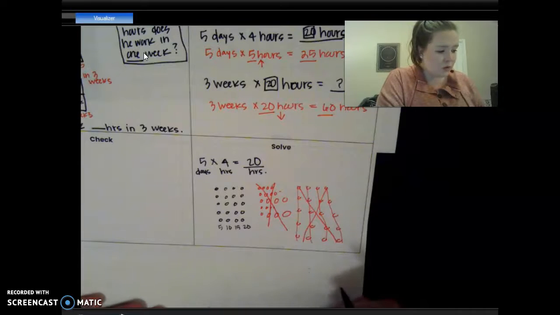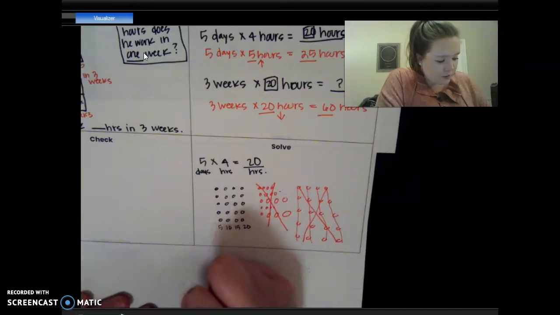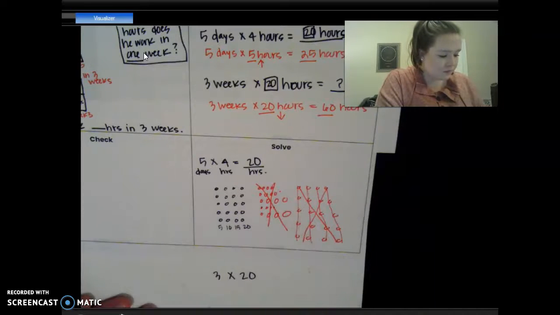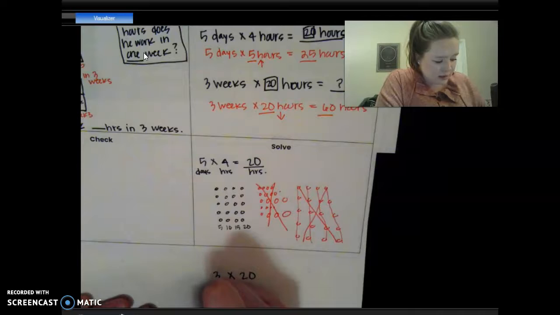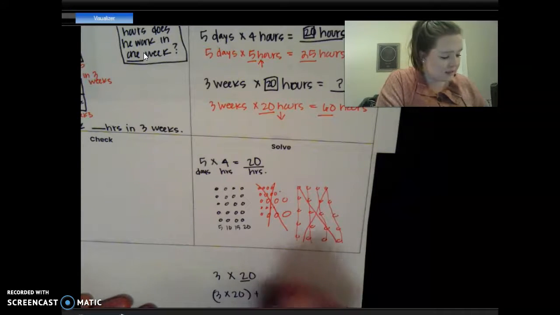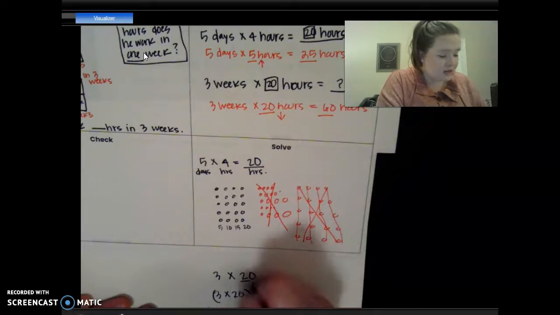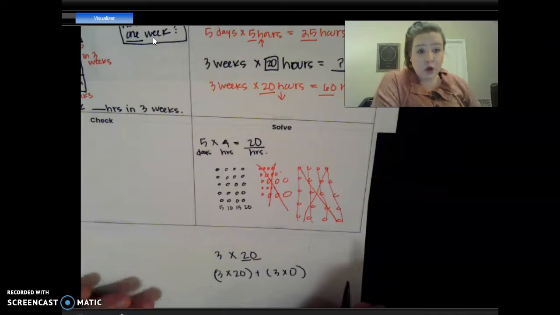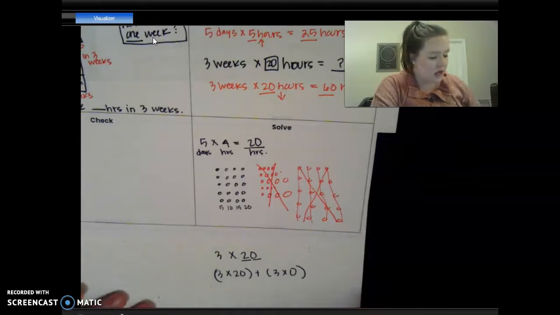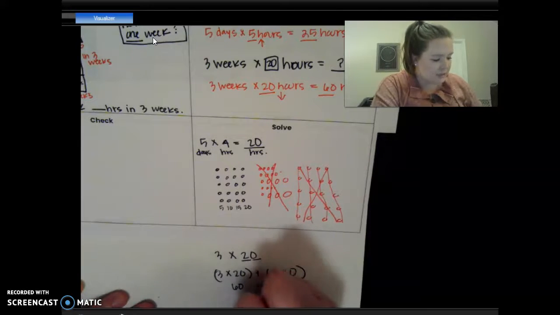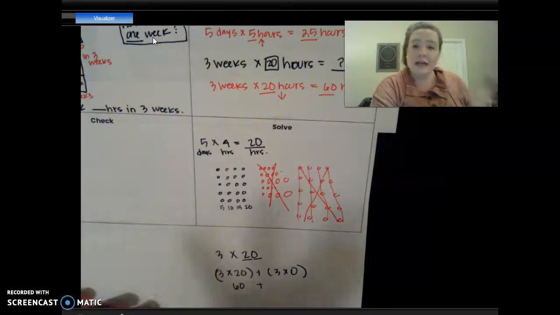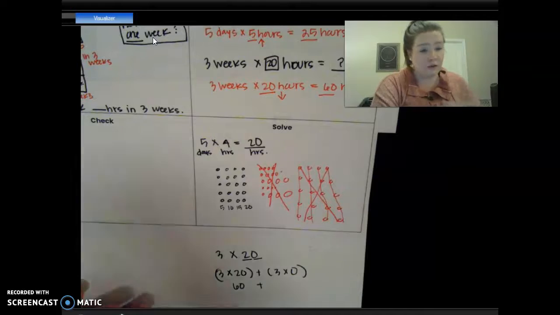So I'm going to do 3 times 20. Well, I do 3 times 20, which is your 2 tens, plus 3 times 0, because I don't have any in my ones place. I have a 0. There is no value, or your value is 0, okay? 3 times 20, I know, is 60. 3 times 0: if you're going to take 3 and put it into 0 groups, how many are in each group? There's nothing. There's no groups.